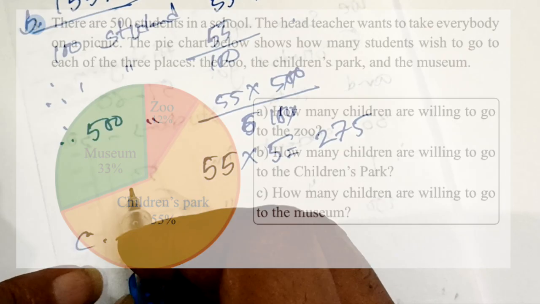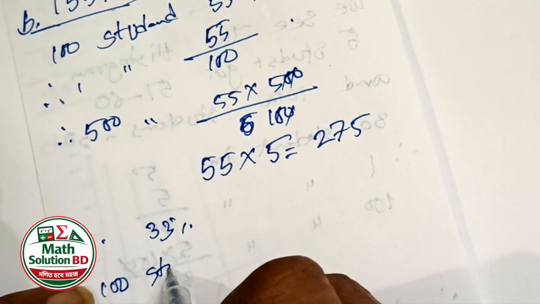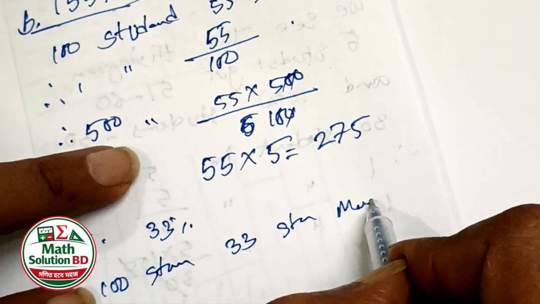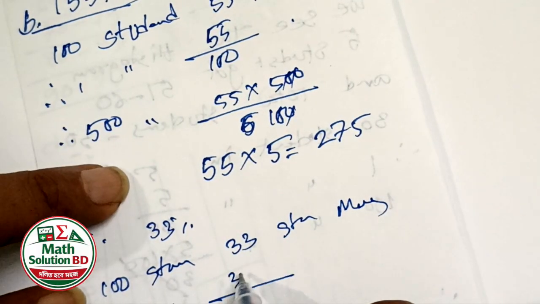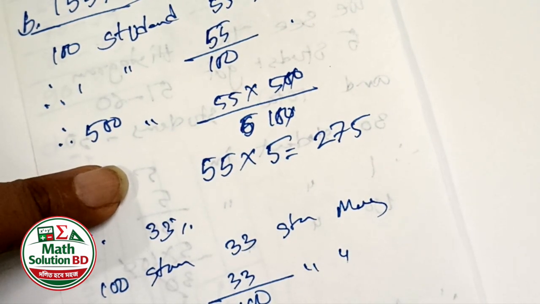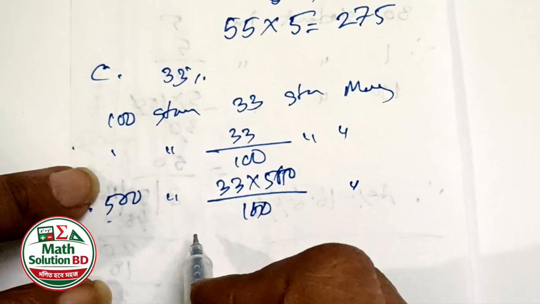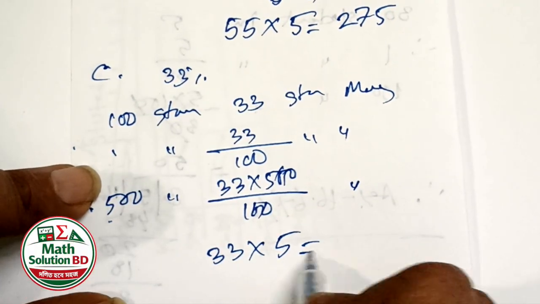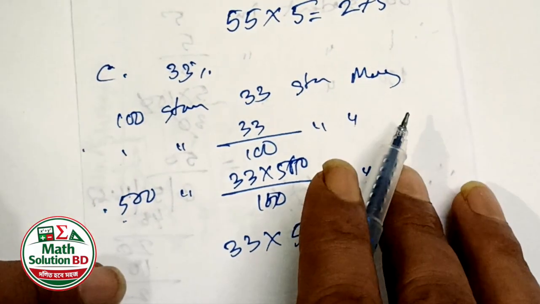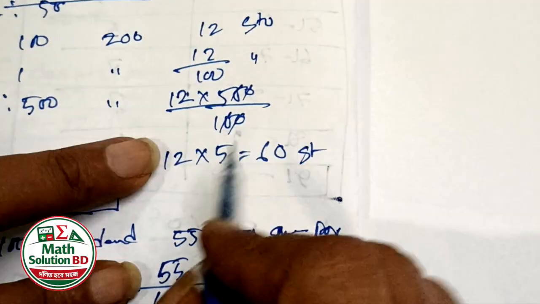And number C, willing to go to the museum. For the museum it is 33%. That means in 100 students, 33 students are going to the museum, and 1 student is 33 by 100, and 500 students, 33 into 500 by 100. That means we can write 33 into 5 equals 165 students. Okay, this is 165, 275 and 60 students.